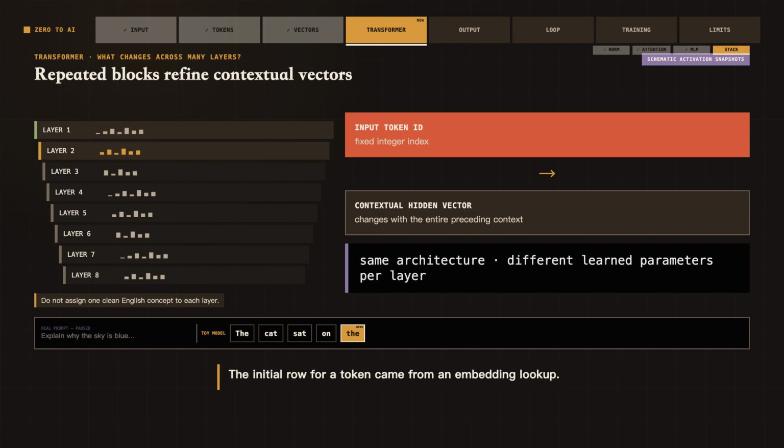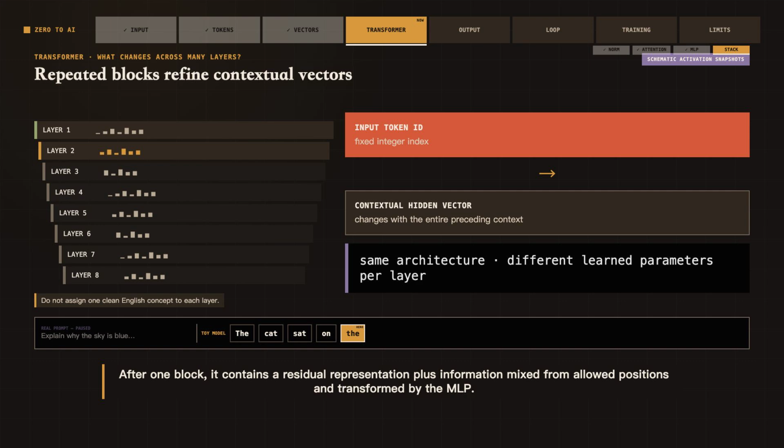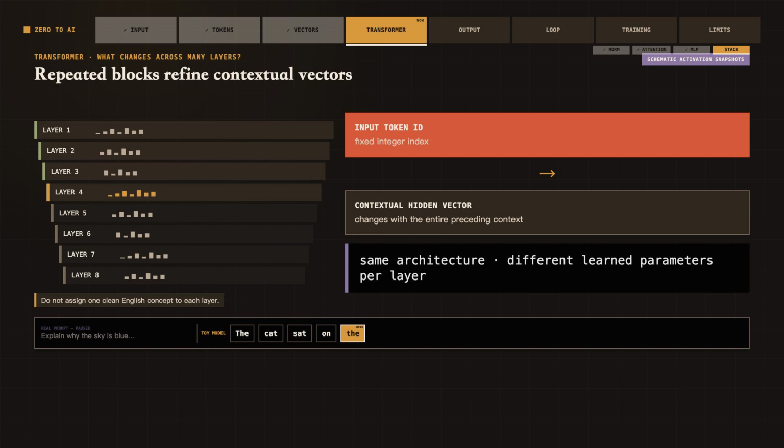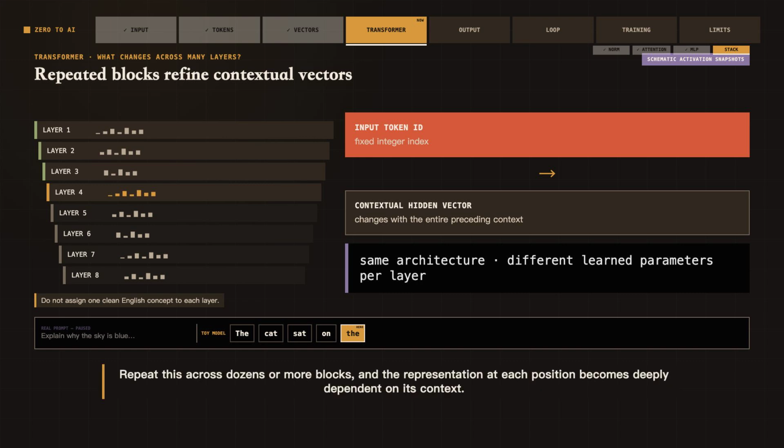The initial row for a token came from an embedding lookup. After one block, it contains a residual representation plus information mixed from allowed positions and transformed by the MLP. The next block receives that new matrix and performs new learned projections with different parameters. Repeat this across dozens or more blocks, and the representation at each position becomes deeply dependent on its context.